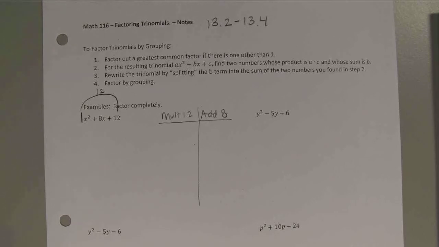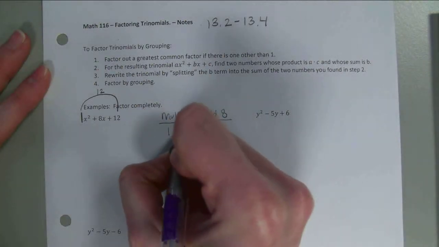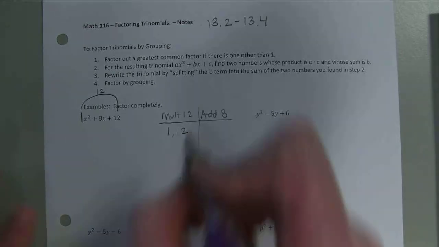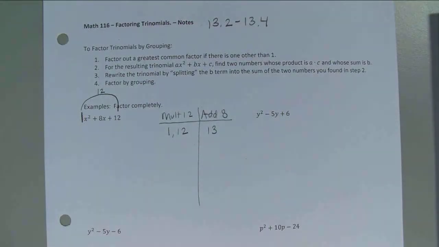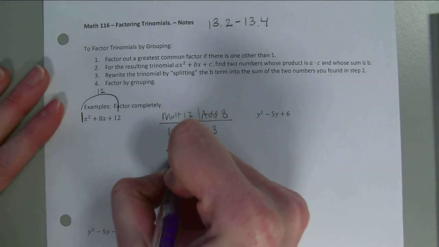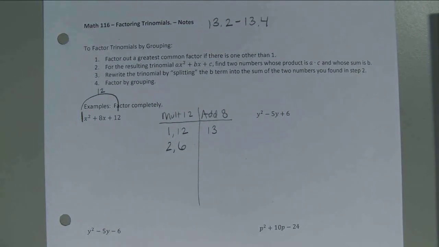I just start with 1. 1 and 12. You guys agree with that? 1 times 12 gives you 12. But what does 1 and 12 add up to? 13. We don't want that, okay? So we're going to move on. What else goes into 12? I just divide my AC by 1, 2, 3, 4 until I get what I need, okay? So what's 12 divided by 2? 2 and 6. What does 2 and 6 add up to? 8, and that's what I want, okay?